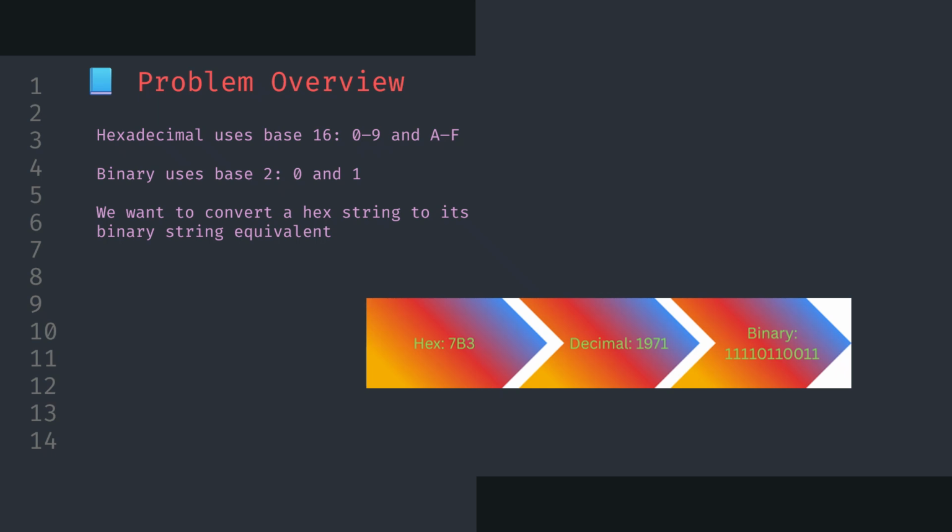Hexadecimal is base 16, which means it's made out of digits 0 to 9 and letters A to F. Each digit maps to exactly 4 binary digits. So, converting from hex to binary is all about interpreting the number correctly and then outputting it into a base 2.